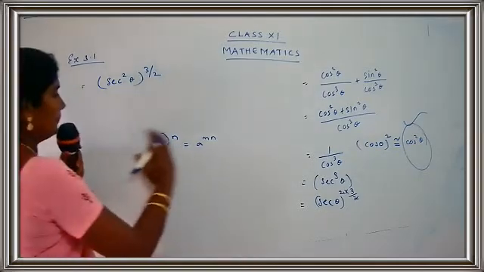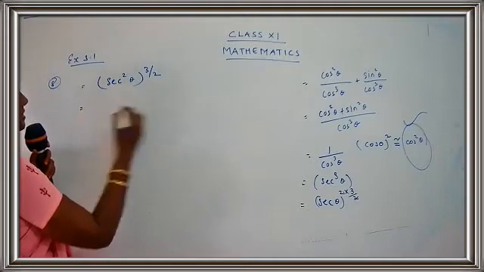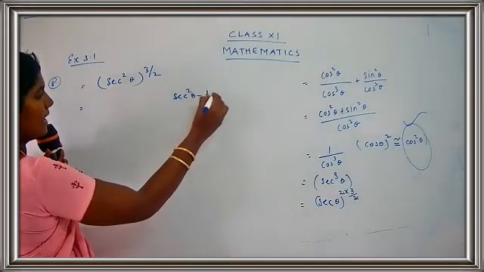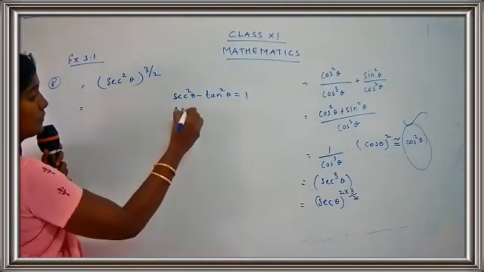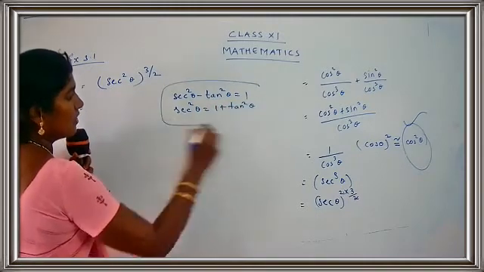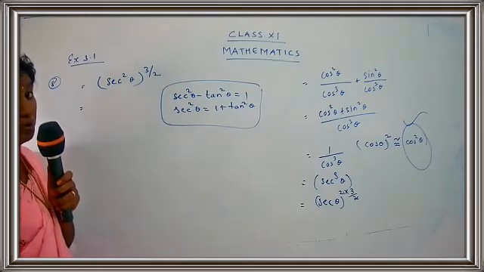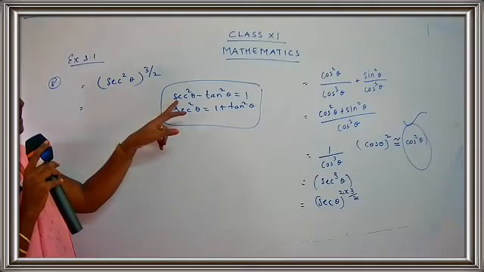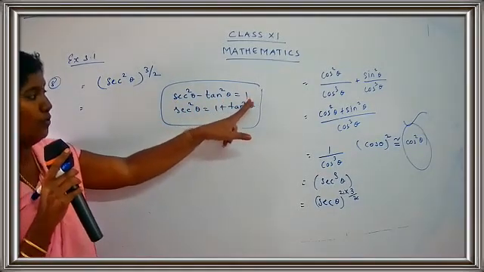Okay. Now, let us apply one more identity over here. We have this identity, secant square theta minus tan square theta is equal to 1. So you can say secant square theta is equal to 1 plus tan square theta. Already we have used one identity, sin square theta plus cos square theta is equal to 1. So we are using one more identity. What is that identity? Secant square theta minus tan square theta is equal to 1.